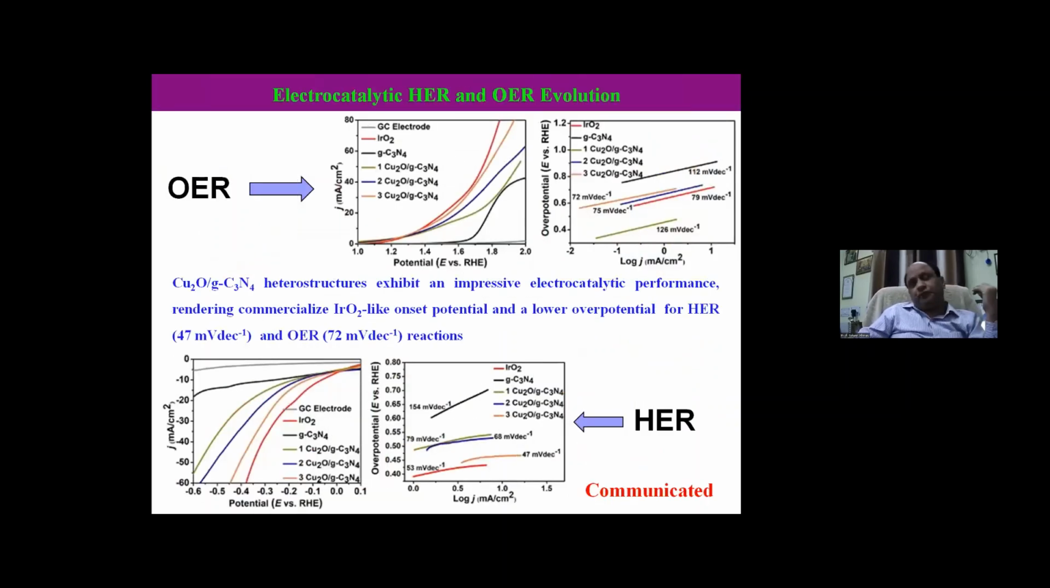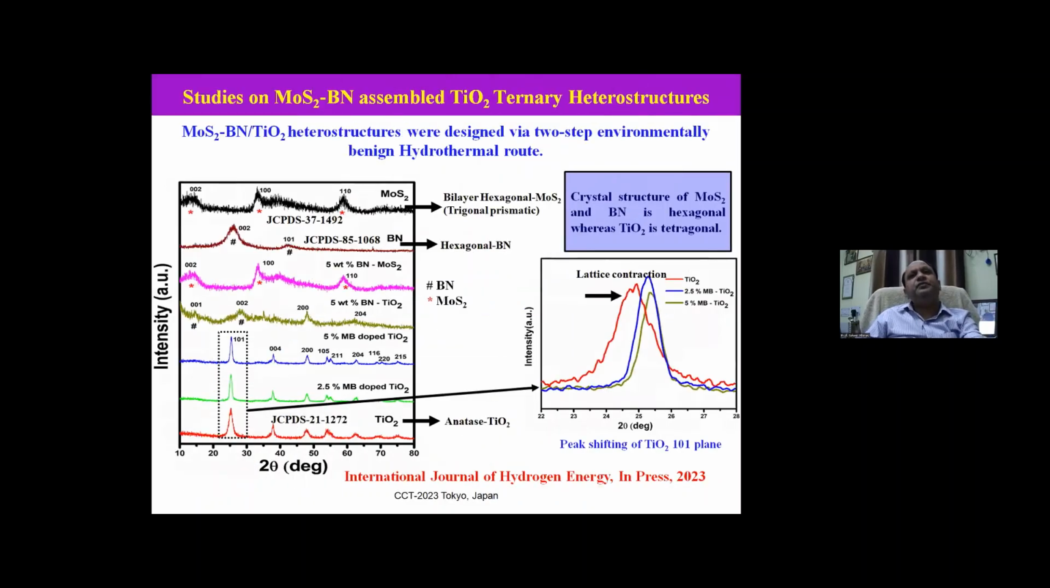Then we did the oxygen evolution and the HER measurements, and we are going to show in the literature that this heterostructure will be the best replacement for the commercially available iridium oxide. Because we got very impressive electrocatalytic performance for this copper oxide graphitic carbon nitride heterostructure, we got lower overpotential values and low onset potential values, which are shown in this graph.